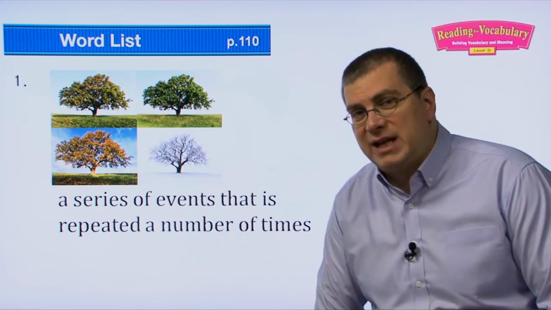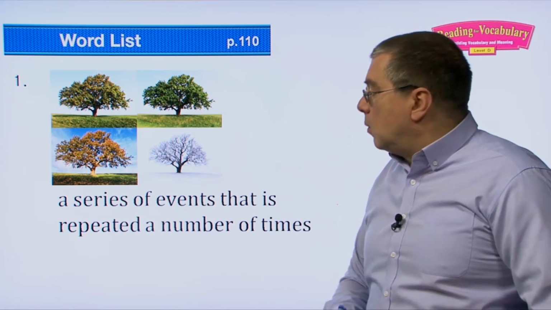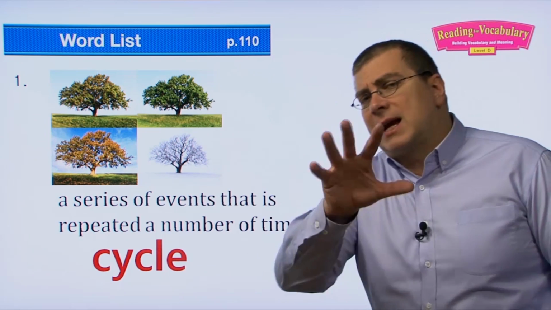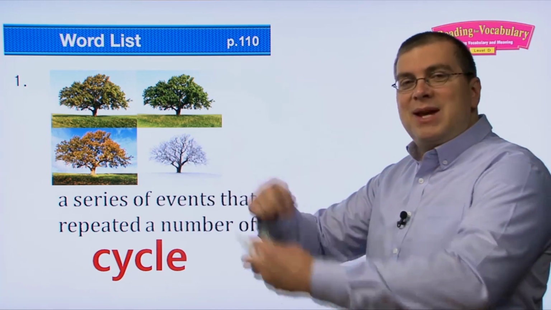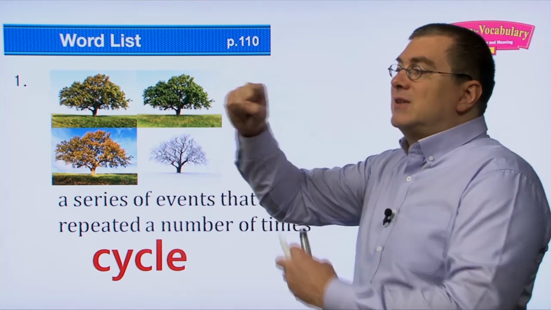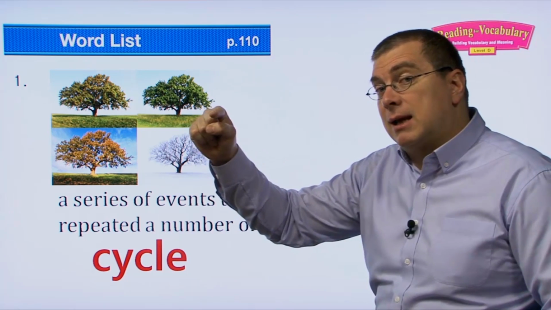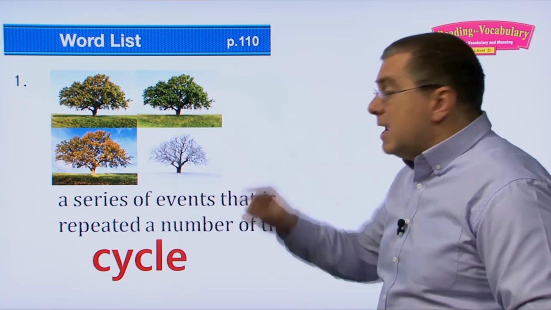It's not just the seasons. The seasons is an example of this. But what are we talking about? We're talking about a cycle. It's like I talked about before, right? On your bicycle, you have two wheels. Well, think about one wheel. It starts here and it goes around and it comes back to the beginning, right? It's a cycle. It's a series of events that is repeated.